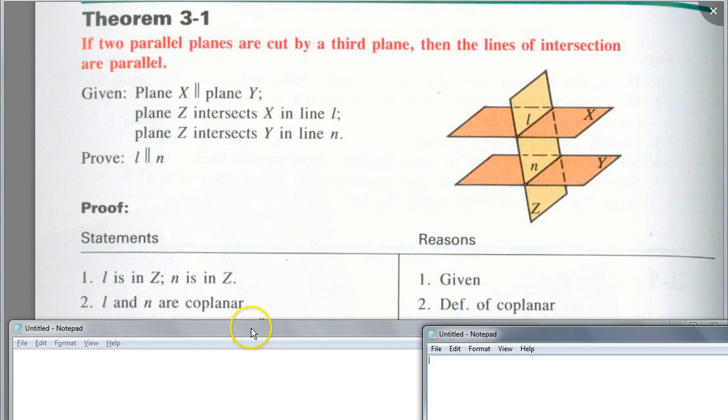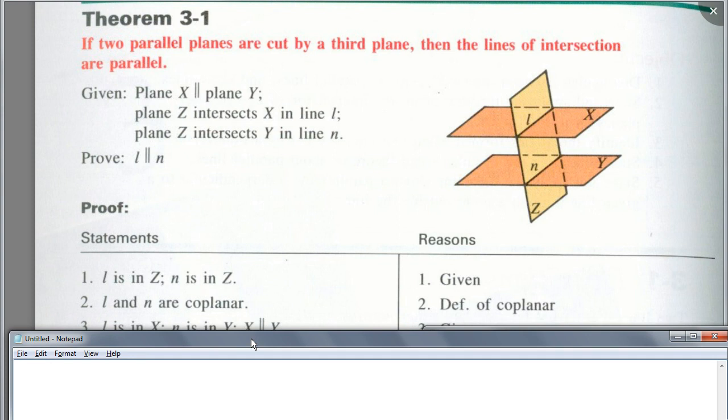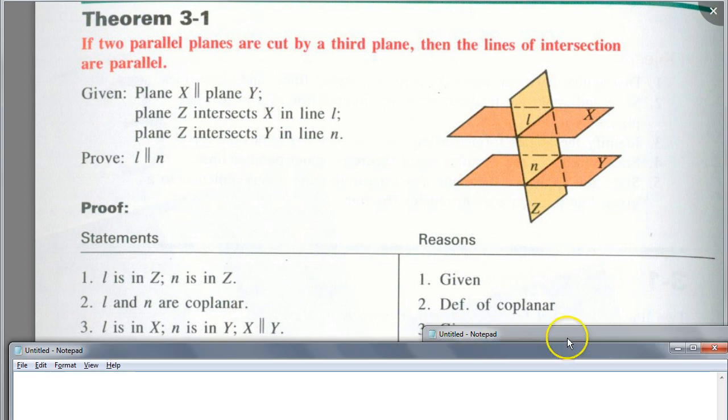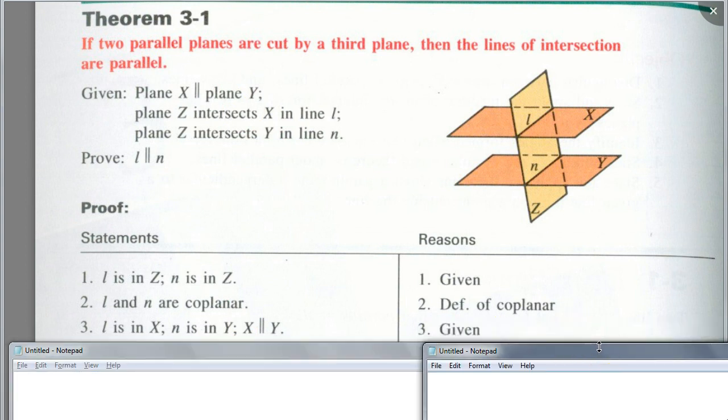Plane X what? Plane X is parallel to plane Y, and that L is in X and N is in Y. Right? That's the other part of the given. Would you not agree? Okay. So the other part of the given says that planes X and Y are parallel, and that L is in X and N is in Y. So what?